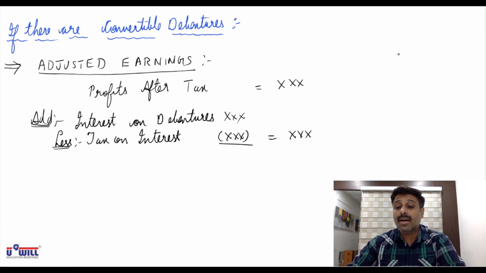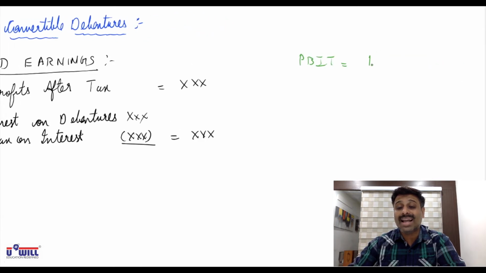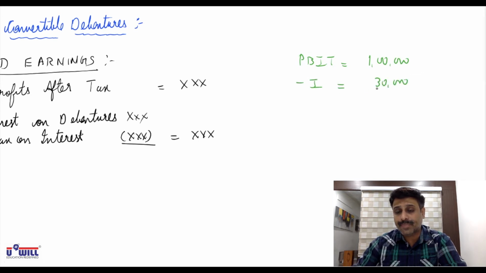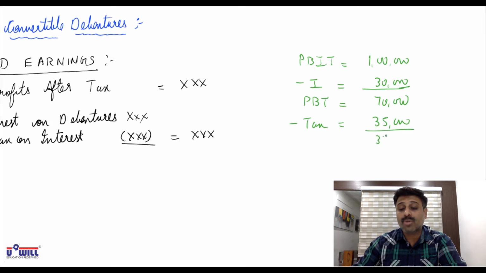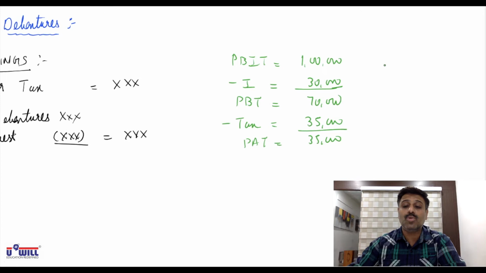Suppose our profit before interest and tax is 1 lakh. We pay interest of, just an example, 30,000. So our profit before tax is 70,000. Now let us say the tax rate is 50%. So 35,000 we pay as tax. And what is the profit after tax? 35,000.